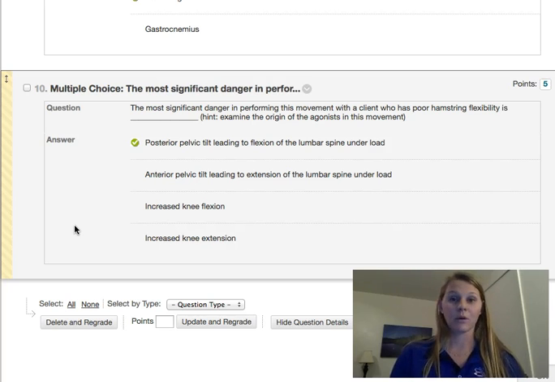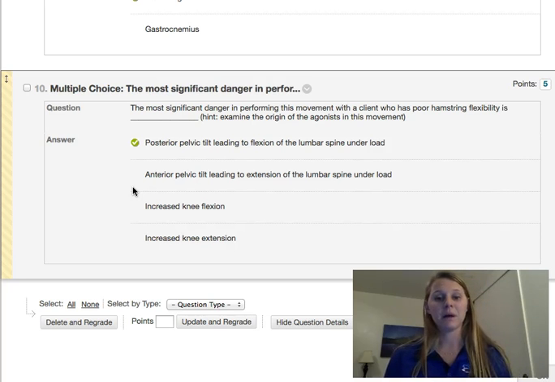So what's important to remember is that we're going over the hip this week. That's kind of your tip or your little clue that it really shouldn't be knee flexion or knee extension. These are just two options where we're talking about the hip in this question. We've talked about the hip throughout the entire CAP 4. So these should be examined because they are connected. Obviously, everything is connected as the ankle is to the knee is to the hip. But we're talking primarily about the hip, so I would conclude that we need to look at posterior and anterior pelvic tilt. So the most significant danger in performing this movement with a client who has poor hamstring flexibility would be posterior pelvic tilt leading to flexion of the lumbar spine under load.